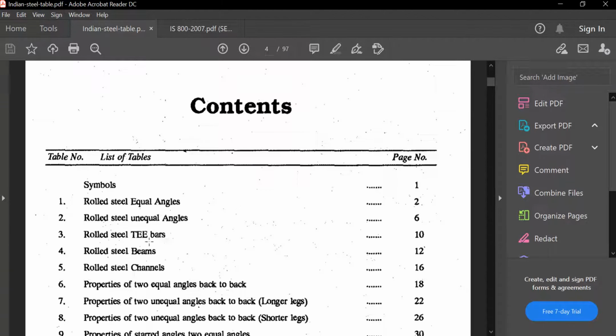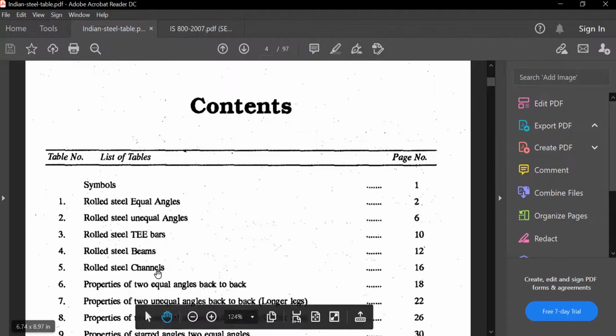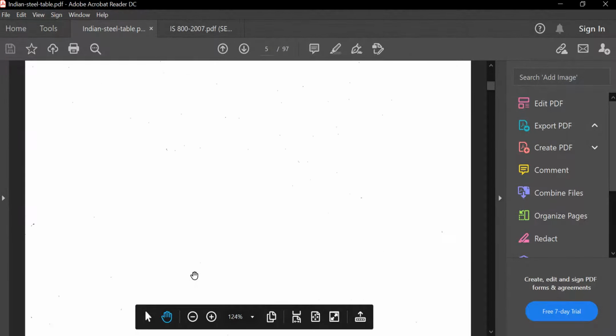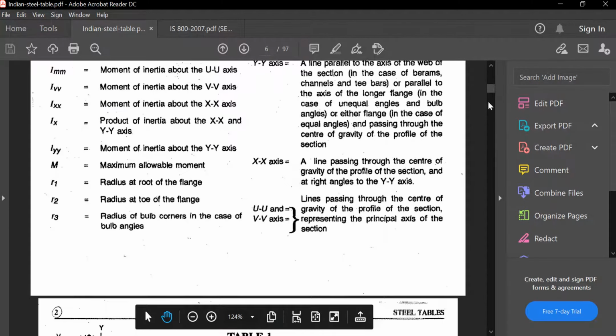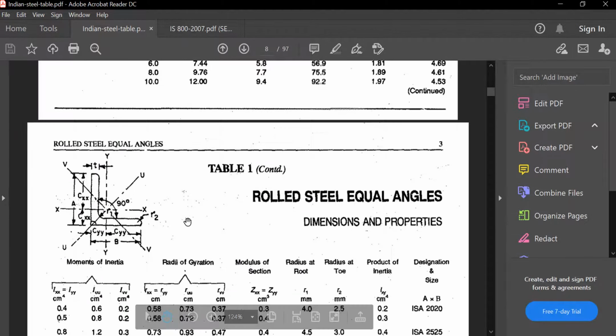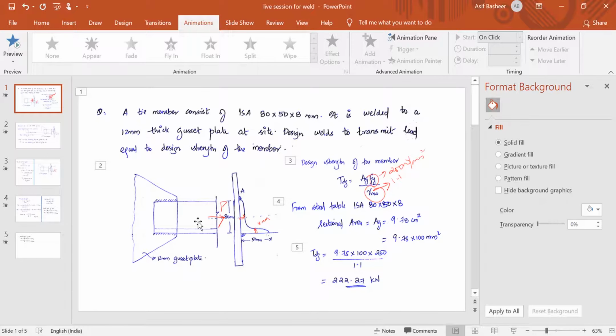In the steel table you could see the different contents like rolled steel equal angles, rolled steel unequal angles, steel T-bars, steel beams, steel channels, etc. That is, the properties of these sections are provided here, the properties of this equal angle section. Equal angle section means the length of this leg and this leg will be the same. So here you are given ISA 80 by 50 by 8, which means this angle is an unequal angle.